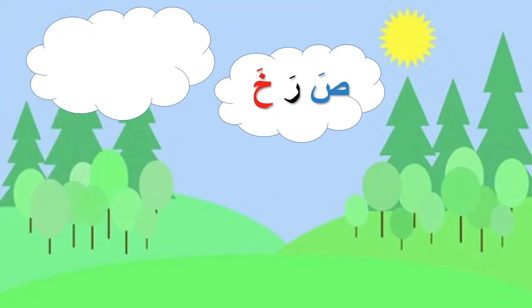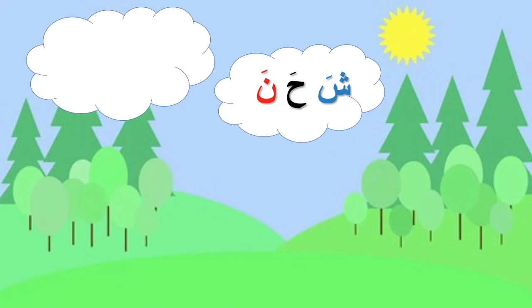Next we have sa, ra, and kha. All of these letters are heavy letters, so we have to be careful saying that word. So we have sa, and then next we have ra. Together we have sara, and then we have kha. Saraha, saraha. Very good.